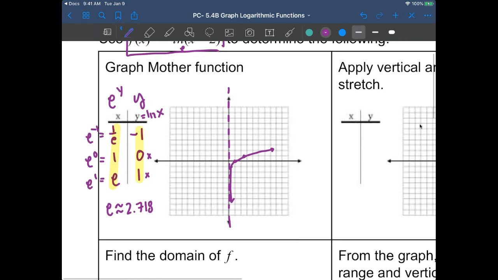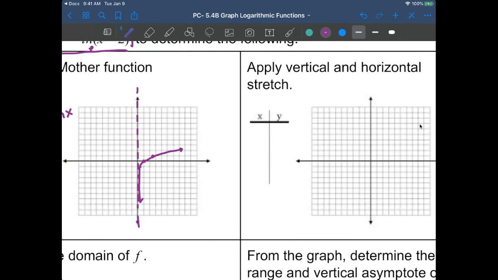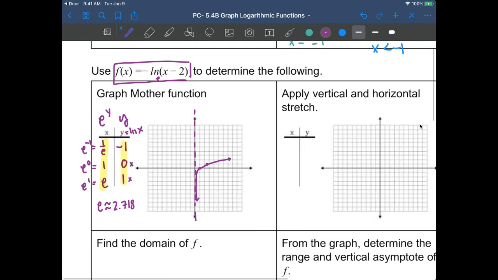Then what we're going to do is apply the vertical and the horizontal stretch. So in this case, I only need to take my y values and multiply by negative 1. So I'm going to start with 1 over e, 1, and e. The x's don't change. There's no multiplier here in front. So next, we're going to take each one of our y values and multiply them by negative 1.